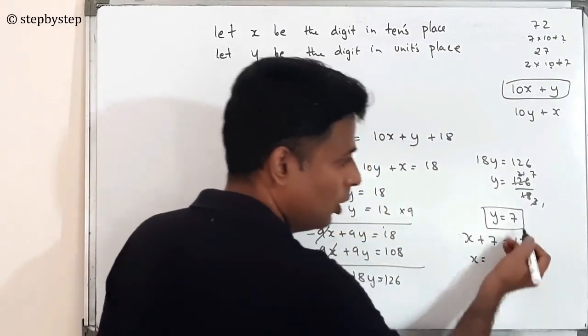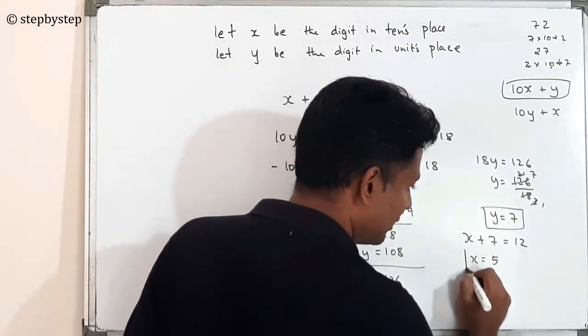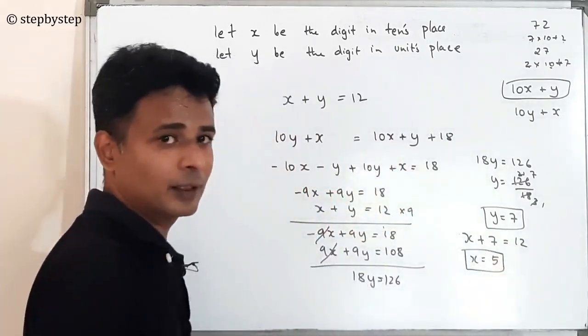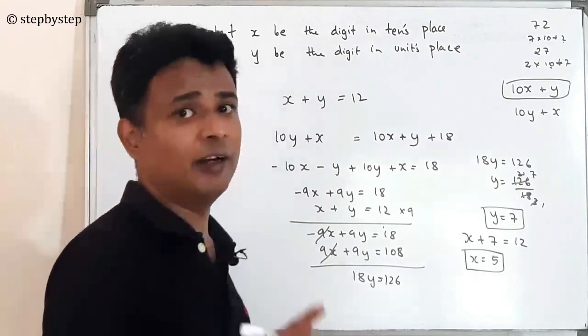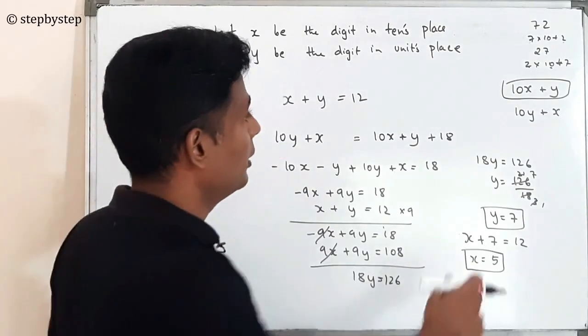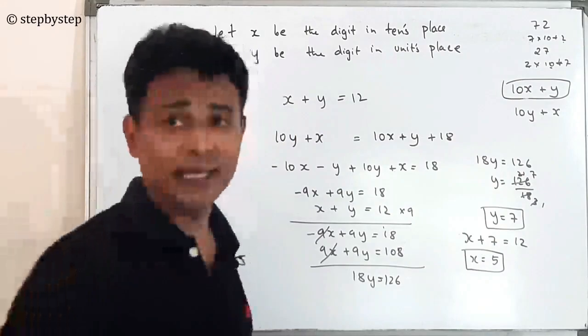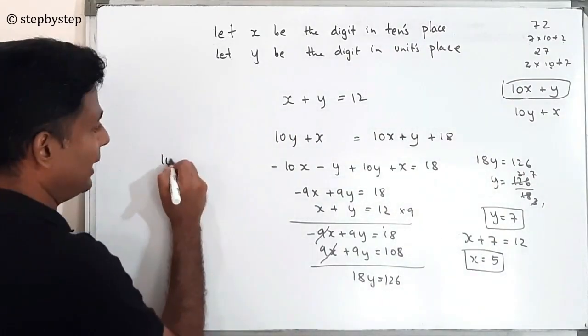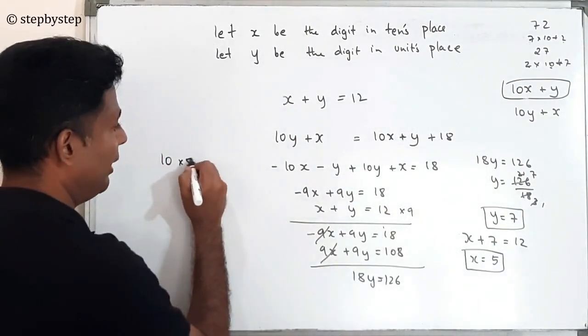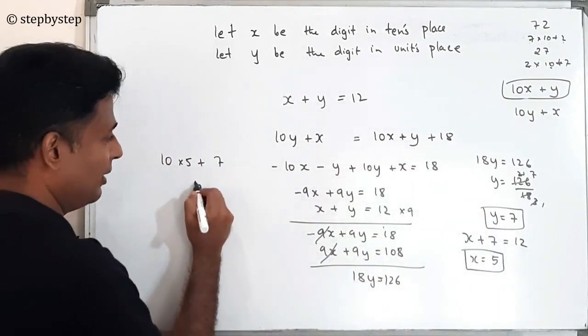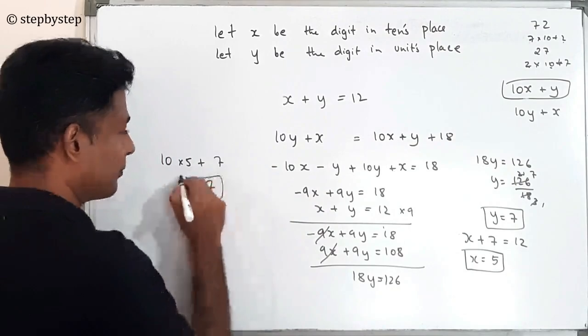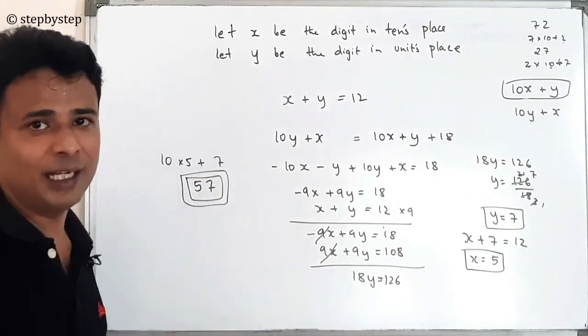So x equal to 12 minus 7, that is 5. So we got the value of y and x. But what do we need to find? They have asked us to find the number. So what form is the number? 10x plus y. So 10 into x is 5, plus y is 7. So 50 plus 7, 57. So the number is 57.